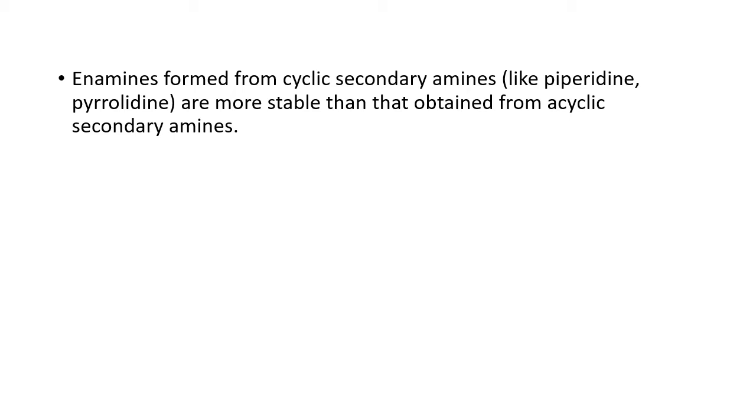Enamines formed from cyclic secondary amines like piperidine, the saturated analog of the heterocyclic compound pyridine, and pyrrolidine, the saturated analog of the heterocyclic compound pyrrole, are more stable than those obtained from acyclic secondary amines.